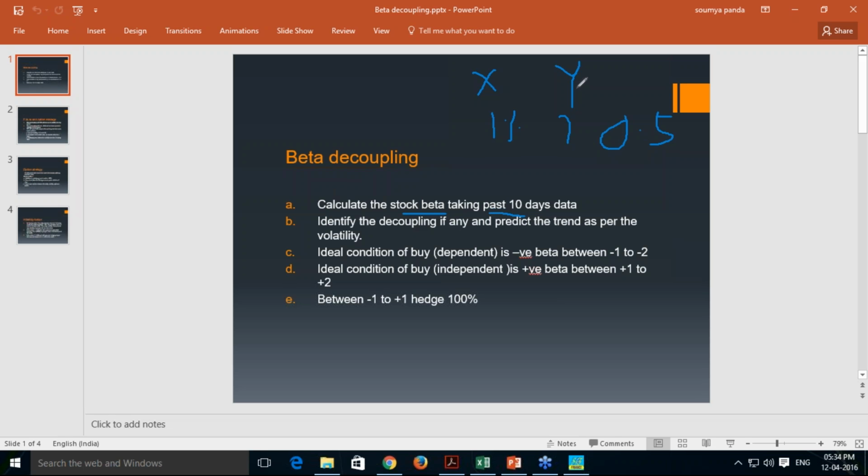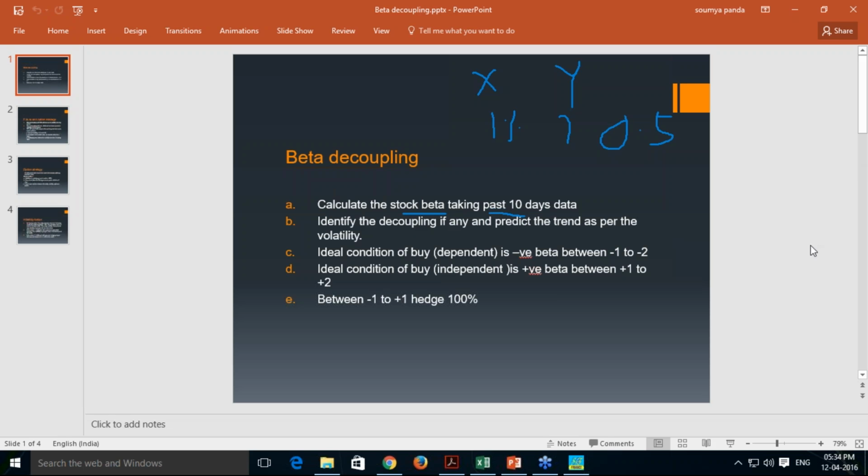Whenever Y deviates from this 0.5, moving beyond or less than this 0.5, we say that it is giving some decoupling. It is not obeying the beta relationship. It is either recording a little excess or a little less. Whenever we identify this decoupling, it gets accumulated over a period of time, and we exploit this particular situation and initiate a trade.